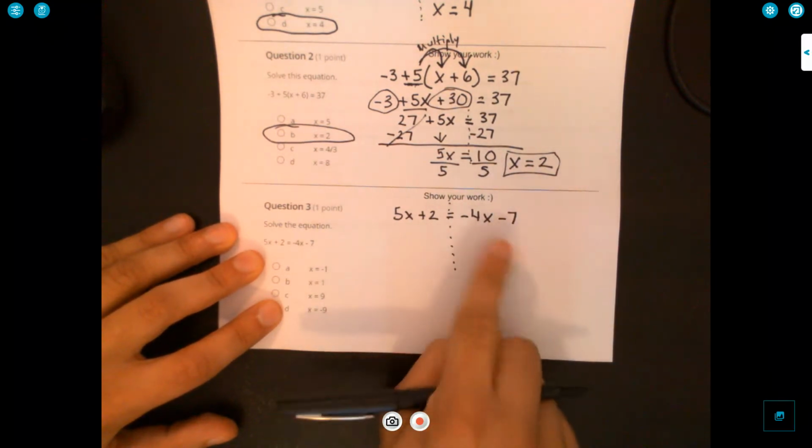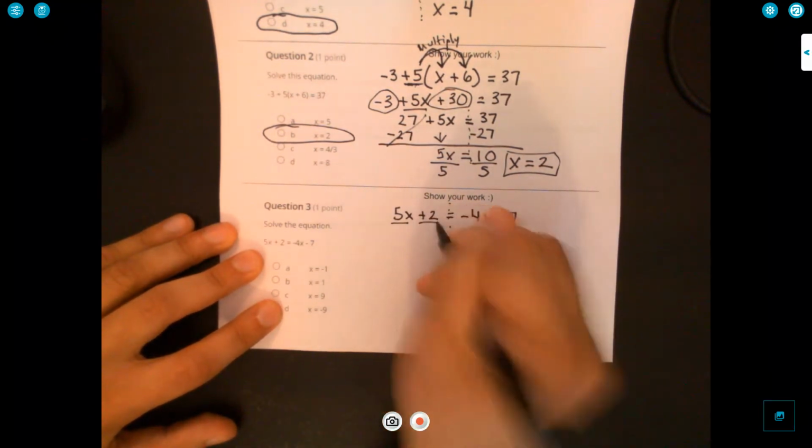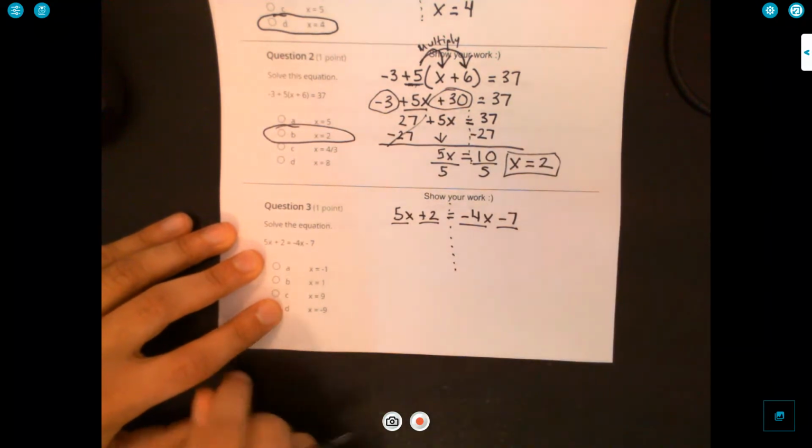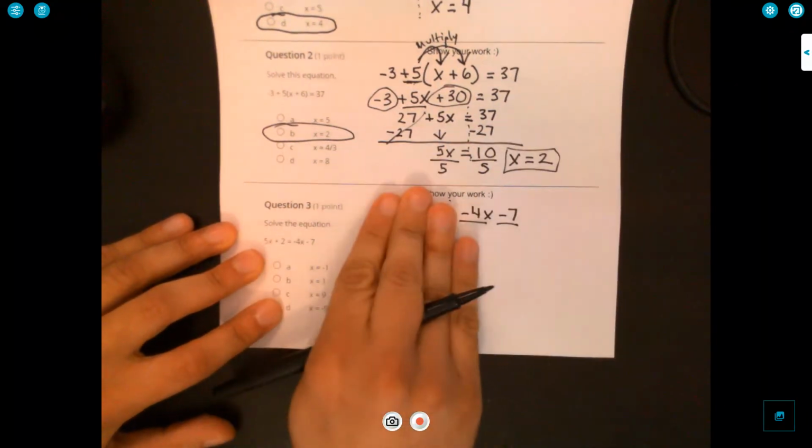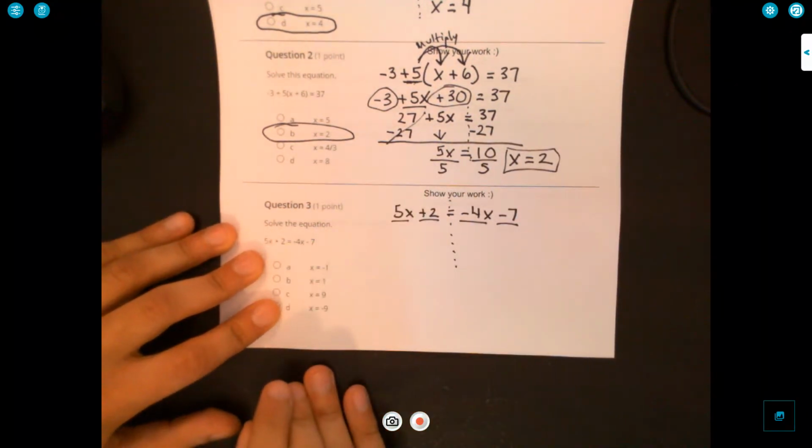We don't need to combine like terms because this is a term, this is a term, this is a term, this is a term. Can't combine any on this side, can't combine any on this side. So we skip that, move on to variable.